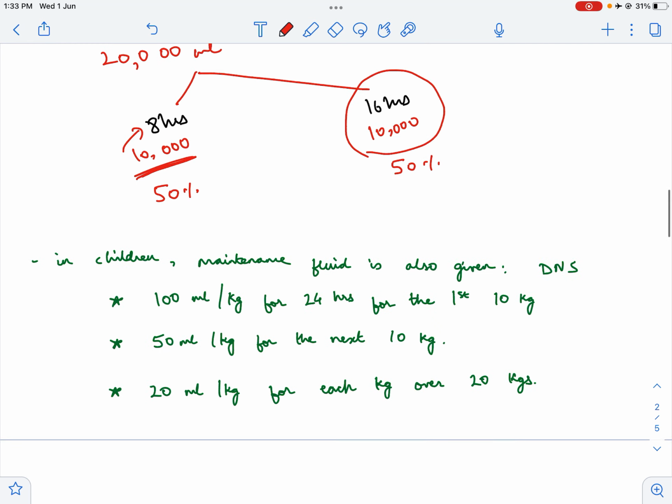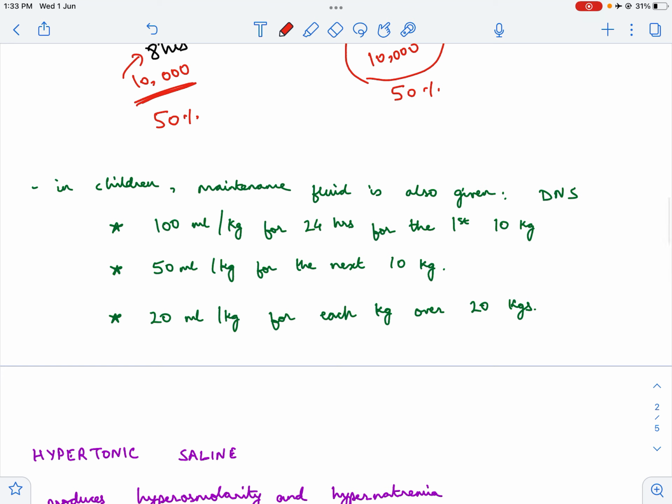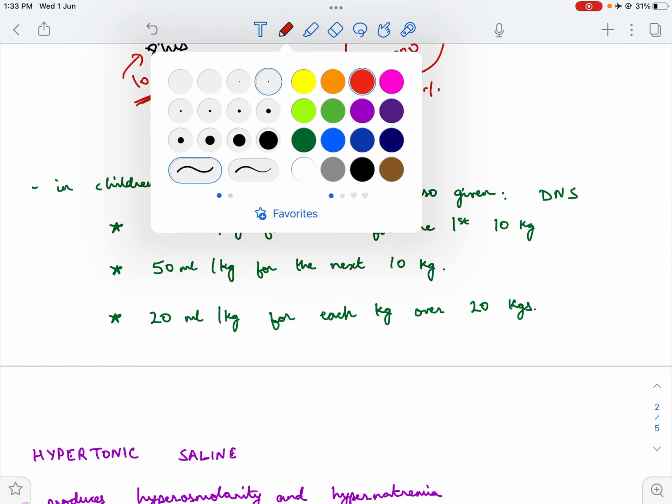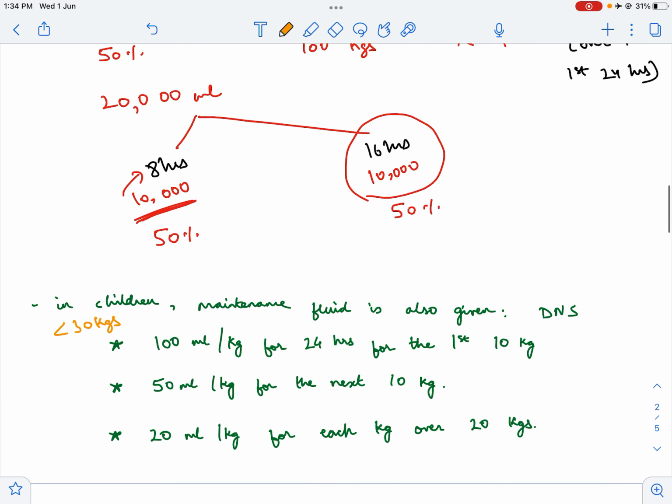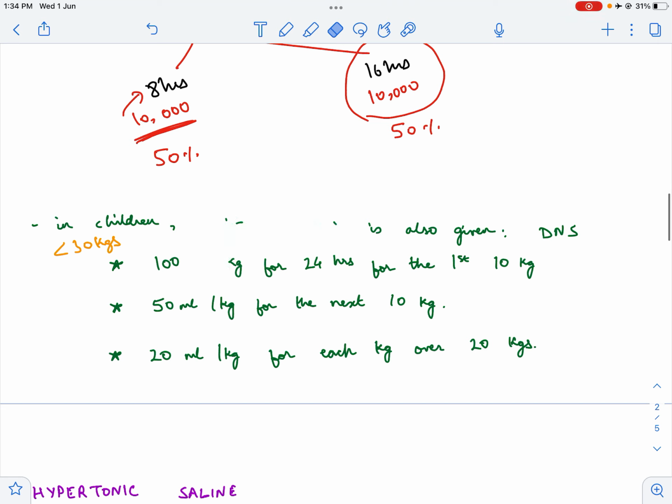Okay. Now in children, by children I mean whose body weight is less than 30 kgs. So in children who are less than 30 kgs, along with the fluid that you are giving by calculating the Parkland formula, you also have to give maintenance fluid.